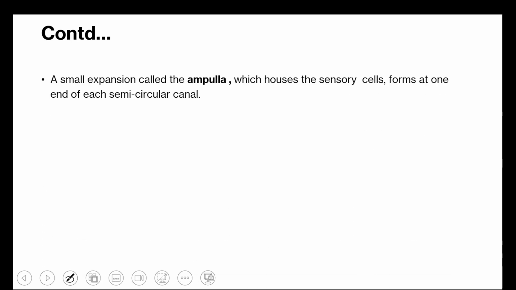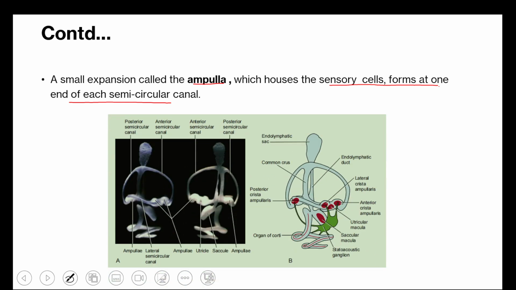Next we see that there is a small expansion called the ampulla that houses the sensory cells, and that is formed at one end of each semicircular canal. You can see the posterior semicircular canal opening here in the vestibule, and before opening there is the ampulla, a small expansion here. And also this is the lateral semicircular canal, and it has its own ampulla. And also this is the anterior semicircular canal, and it has its own ampulla.